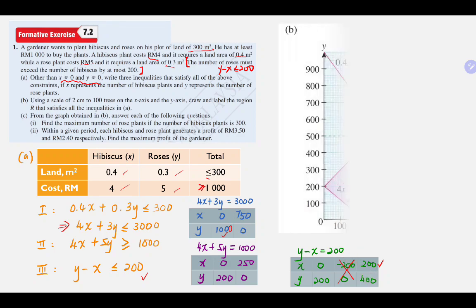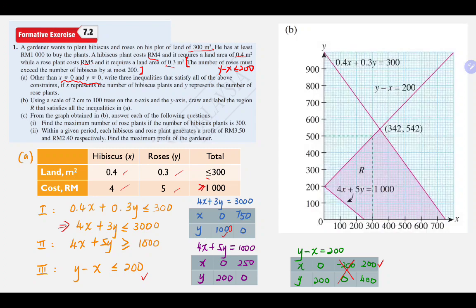So here is the graph. Alright, and from the inequalities, we want the lesser region for the first. Then second constraint, 4x plus 5y greater than or equal to 1,000 on top. And y minus x should be less than or equal to 200. So this is our region R.